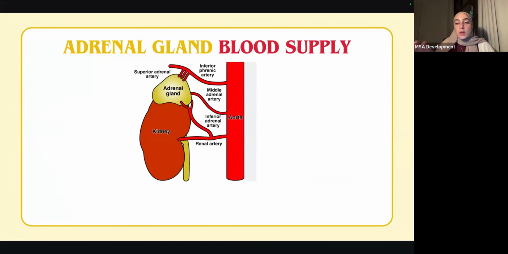There are three main arteries that supply the adrenal gland. You have the aorta here, and from the aorta you have the superior adrenal artery, which supplies the superior aspect of the adrenal gland. Obviously, you have the middle adrenal artery, which is from the aorta, and you have the inferior adrenal artery, which is not from the aorta, it's from the renal artery. The renal artery is from the aorta, but the inferior adrenal is a branch of the renal artery, because the renal artery is going to the kidney. But from the aorta itself, you have the middle adrenal artery.